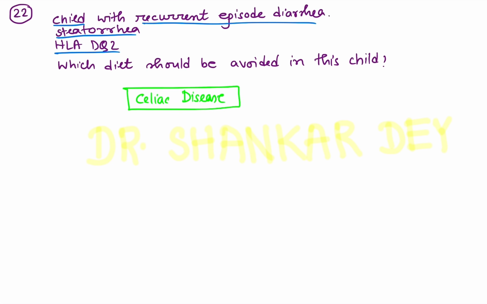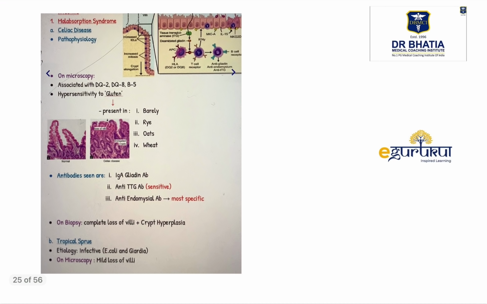As you all know, celiac disease is a kind of gluten sensitive hypersensitivity. So in this case, the diet that should be avoided is gluten diet. So see my note from e-Gurukul.